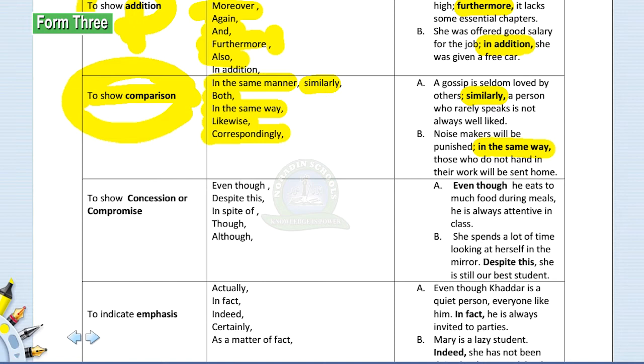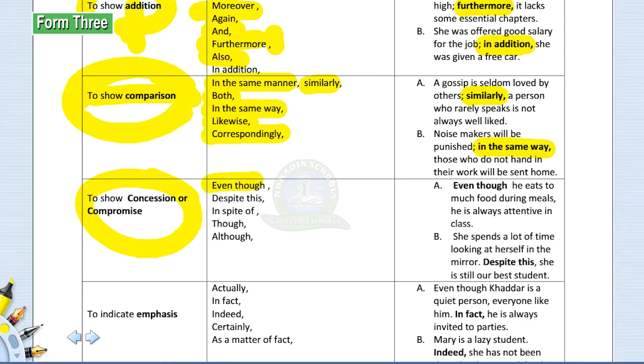Okay, let's go to when you are making concession or compromise. These are the words we need to use. Even though. I have seen some of you using the word even though 10 times when you are writing or when you are speaking English. You need to change even though to this: despite this, in spite of, though, although, are also very good to use in writing and also in speaking. Let's take these examples to understand more about what I mean, concession or compromise.